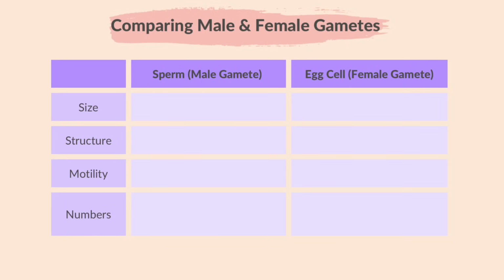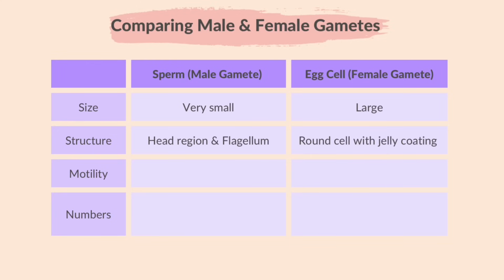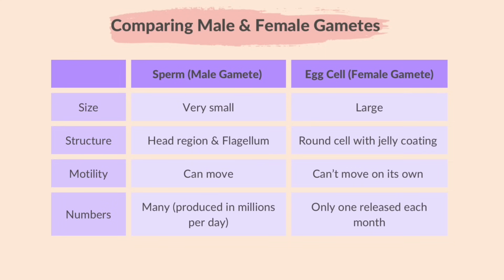Let's compare male and female gametes. A sperm is very small while an egg cell is large. Sperms have a head region and a flagellum or tail, while an egg cell is round with a jelly coating. Sperms can move, but an egg cell cannot move on its own. Sperms are produced every day in millions, and although each ovary contains thousands of immature eggs, only one is released each month.